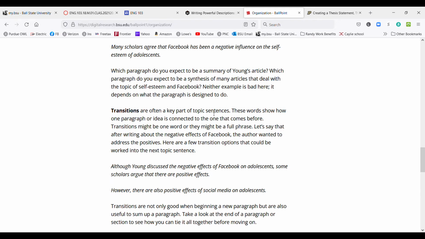Transitions are a key part of a topic sentence. These words show how one paragraph or idea is connected to the one that comes before. So that's that organization, right? So you're going to show me how the paragraph you just wrote transitions into the next phase or the next sequence in your writing process or your writing experience by using transitions into the next paragraph.